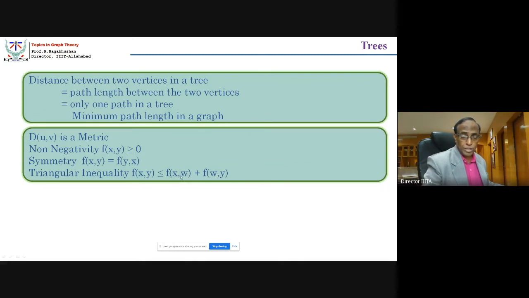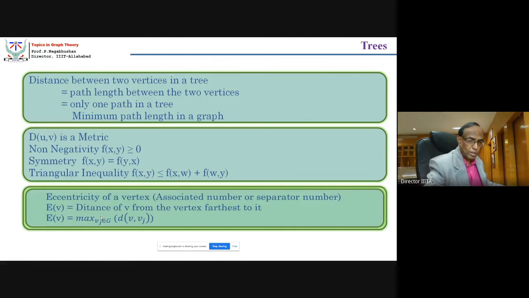Therefore, any communication through an intermediate friend is likely to be greater than the direct communication. Of course, if w does not add any noise, then it may be equal to fxy, but certainly it cannot be less than fxy, right? So the direct value is always less than or, in the best case, equal to the indirect value. So d(u,v) is a metric. If a function has to be a metric, it has to satisfy all these conditions, and the distance between two vertices in a tree is always a metric.